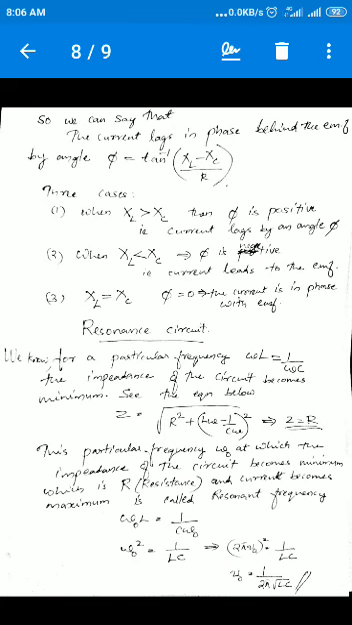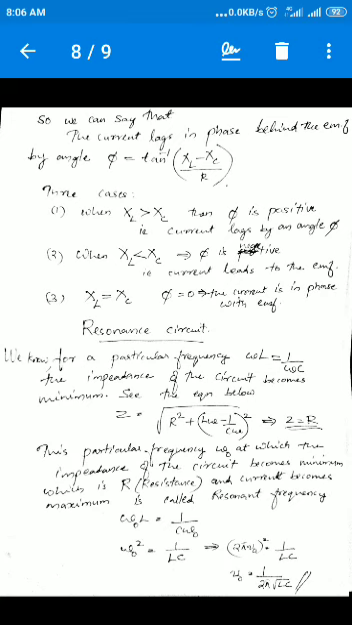Now we just consider the 3 cases. First one, when XL is greater than XC, that is L omega is greater than 1 by C omega. Then what do you get? You have already seen the equation for phi, tan inverse of XL minus XC by R. Here when XL is greater than XC, phi will become positive. That means current is lagging behind EMF by an angle phi.